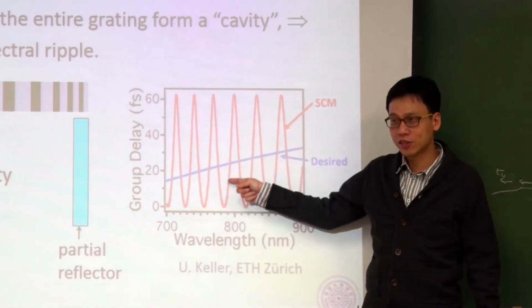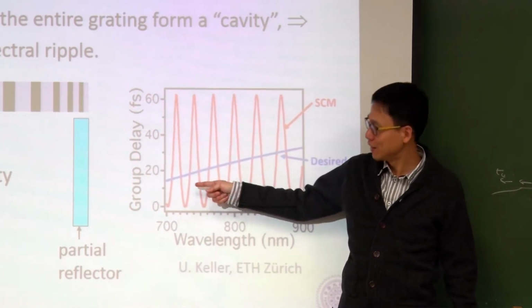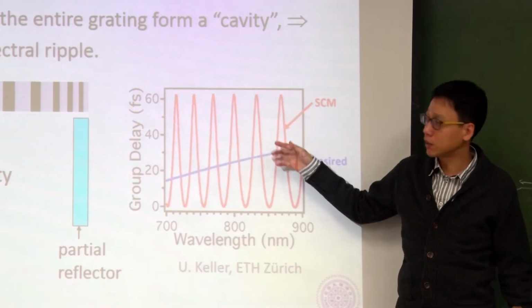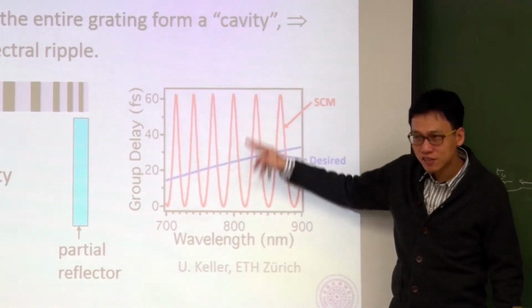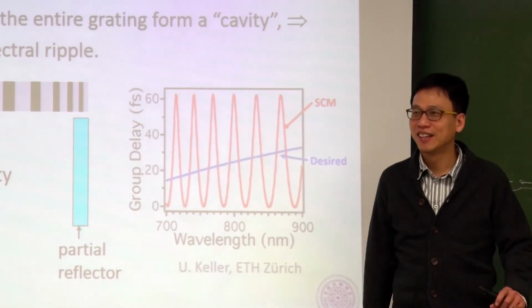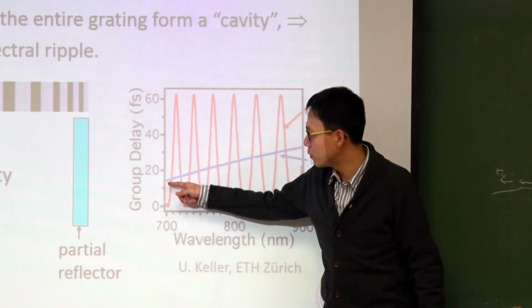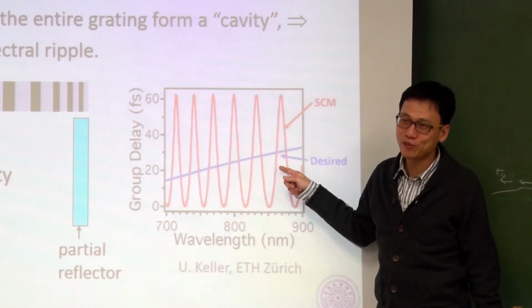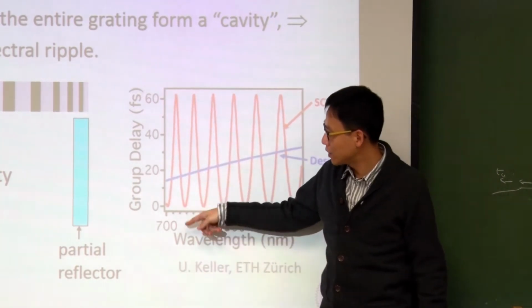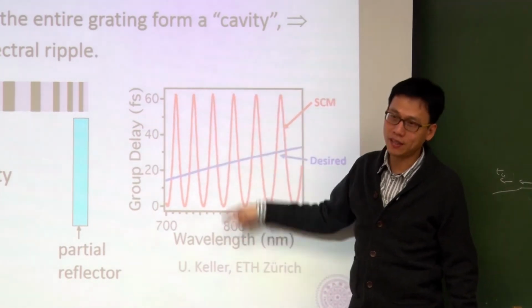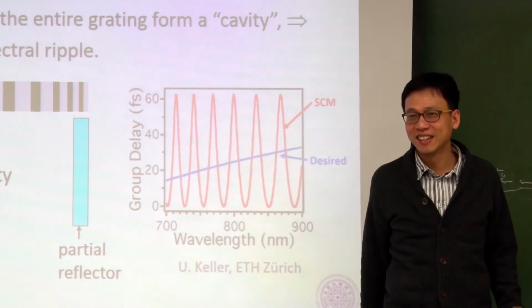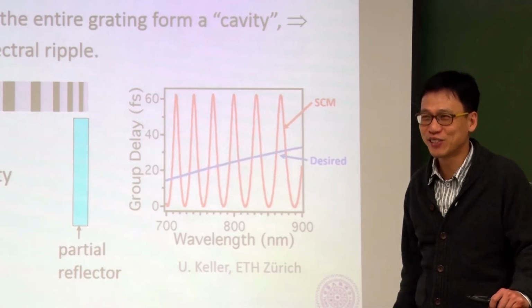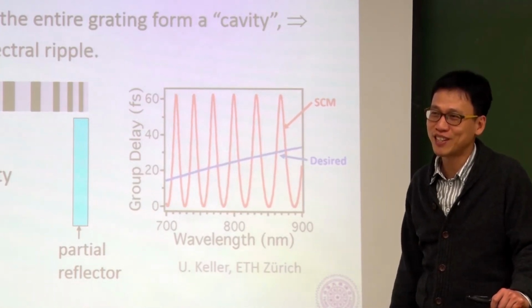On average, it's correct, just like the blue curve. But in detail, it's seriously rippled. Your group delay is not a monotonically increasing function as you want, but jumps up and down rapidly. That's a big problem if you want to use this device for post-compression, right?